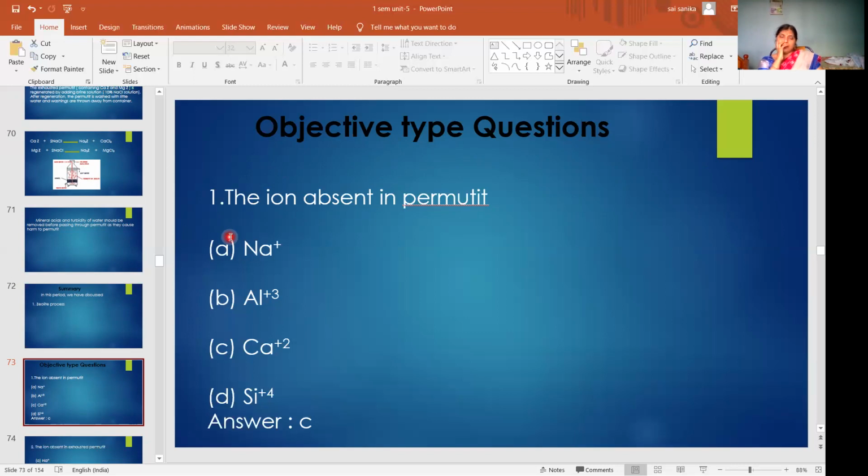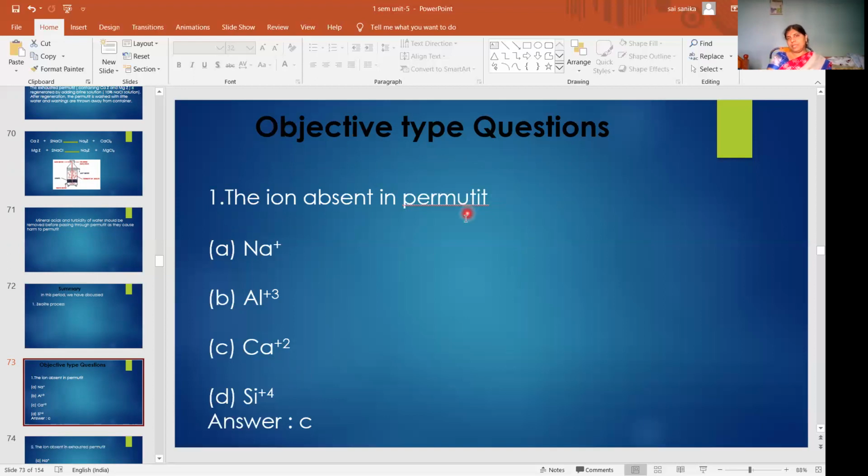Na2 Al2 Si2 O8, and so on. The ion absent in permutit, they are asking. In permutit, sodium ion is there, aluminum ion is there, silicon ion is there. So which ion is not there? Calcium ion, that is Ca2+. So the answer is C. This calcium 2+ ion is absent in permutit.